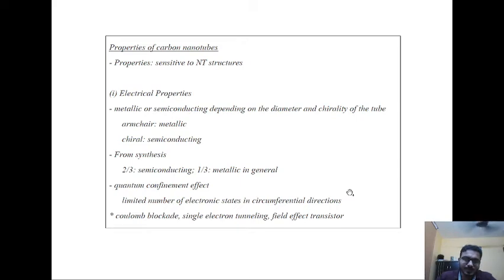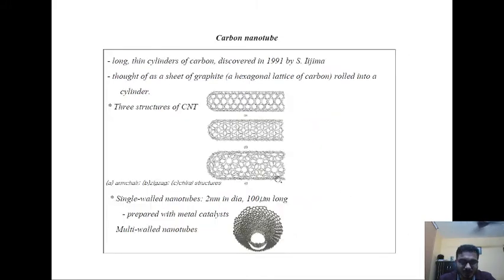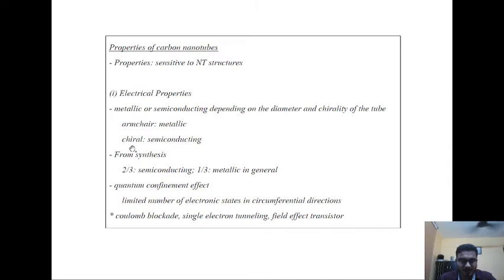Then the properties of nanotubes. First is electrical properties, metallic or semiconducting. The electrical properties are either metallic or semiconducting depending on the diameter and chirality of the tube. In the previous figure which showed the armchair, the first one is metallic and the third one, chiral, is semiconducting. Then from the synthesis we have 2/3 portion semiconducting and 1/3 metallic in general.